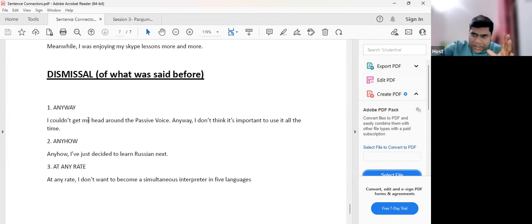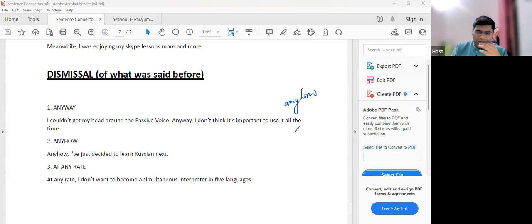So all these connectors, what do they show? They show us that whenever there are two sentences, so is anywho a correct word? Anywho is not a correct word. Anyhow hota hai. I don't see a word anywho in English. Anyhow hota hai. Anyhow means anyhow. Yeah.